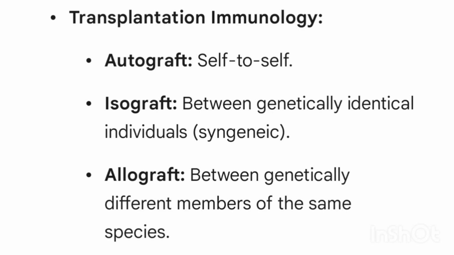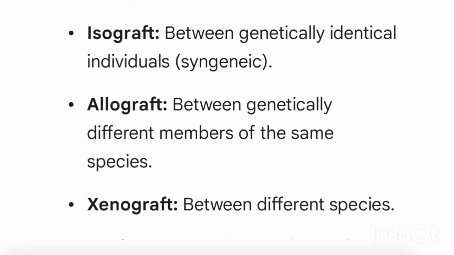Then isograft. Isograft is between genetically identical individuals. That is syngeneic, the transplantation between twins. A graft between identical twins is an isograft. Next, allograft. Allograft is between genetically different members of the same species. For example, a skin transplant between two individuals of different genotype. Then xenograft is between different species.